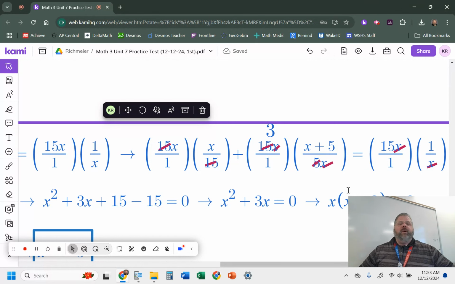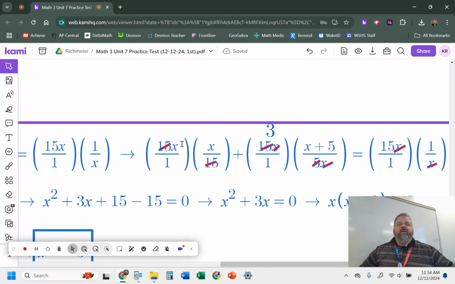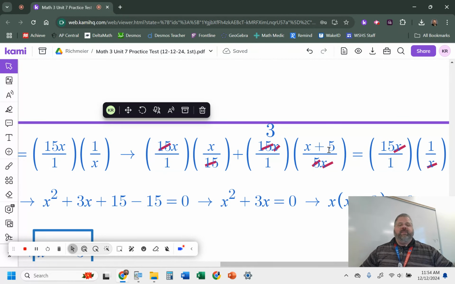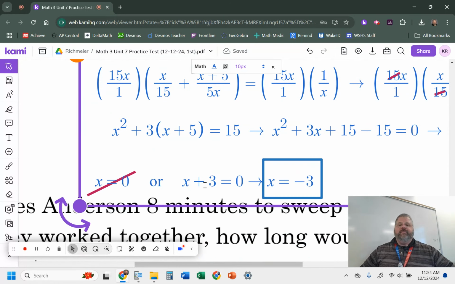Once we're finished crossing out our common factors between our numerator and denominator in each multiplication, now we're going to go ahead and multiply. So in this first pair, I'm going to have x times x, so that's going to give us x squared. The second pair, I'm going to have 3 times the quantity x plus 5. And on the right-hand side, I'm just going to have 15 times 1. And so we get an equation that looks like this. x squared, because that was the x times x, plus the 3 times the quantity x plus 5, which is what came from the second pair, is equal to 15.